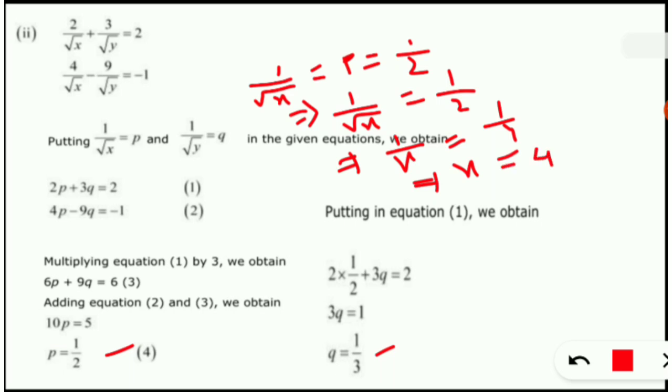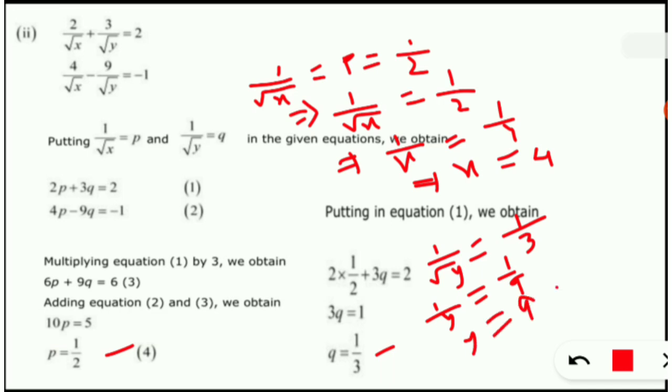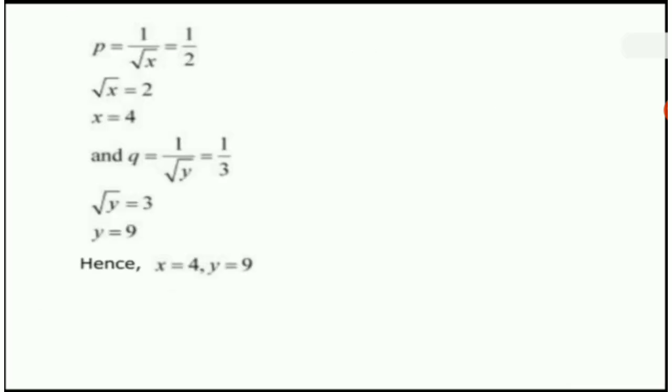Clear? Similarly 1 by root y equals 1/3. Squaring both sides, that means 1 by y equals 1/9. So y equals 9. Clear? So x equals 4 and y equals 9. Okay, so here we write the answer.